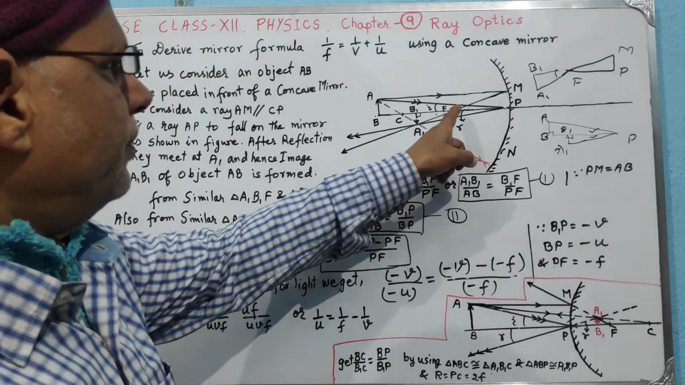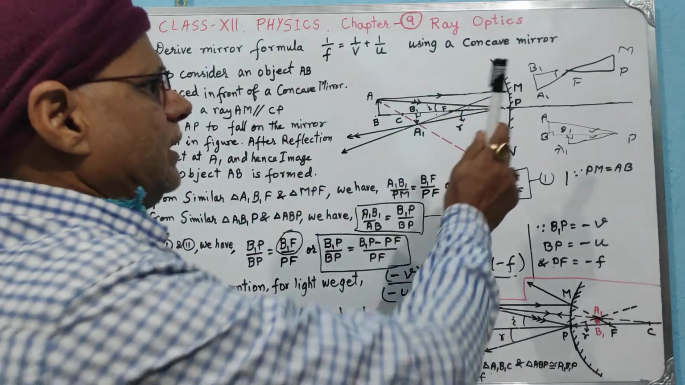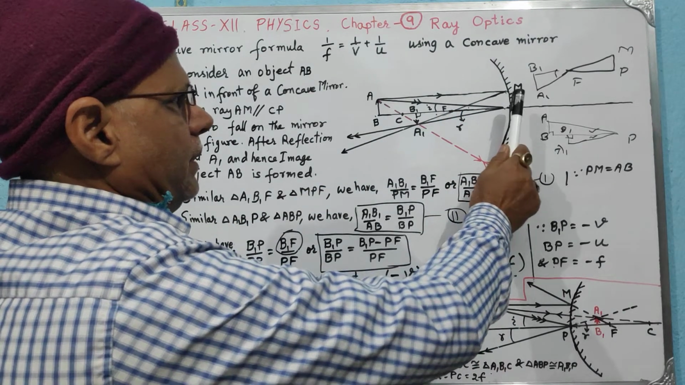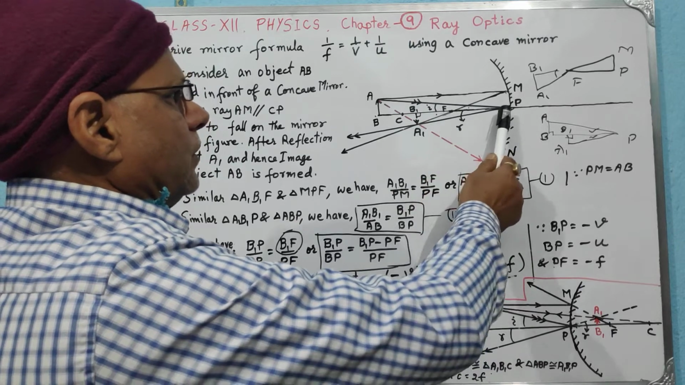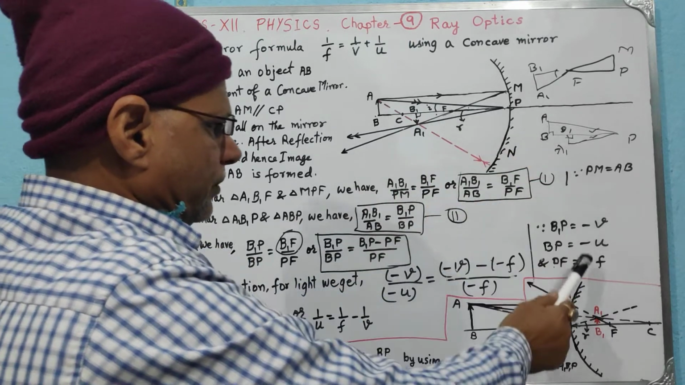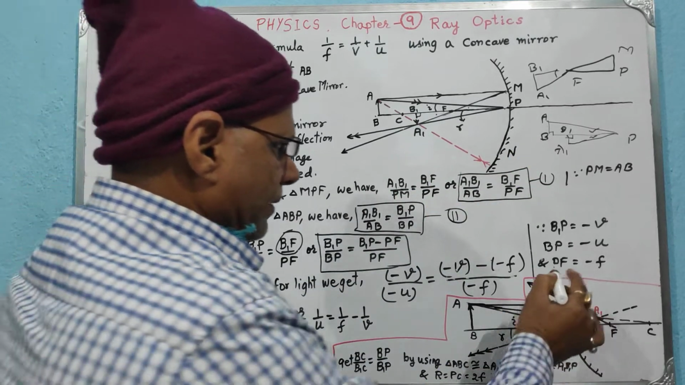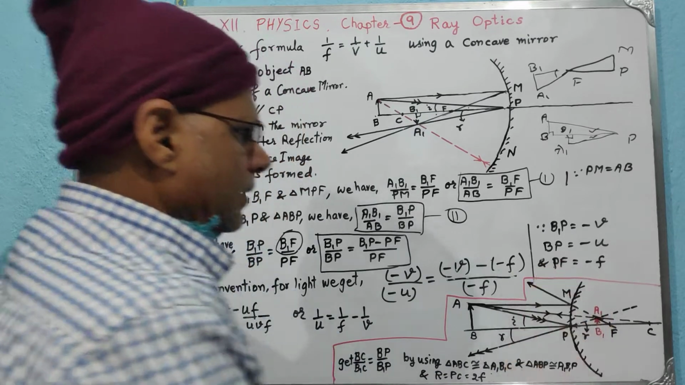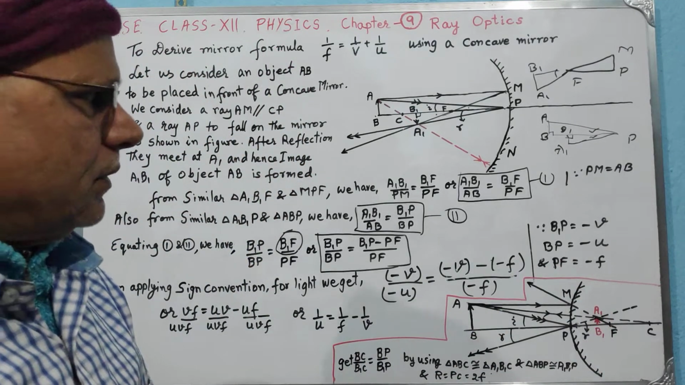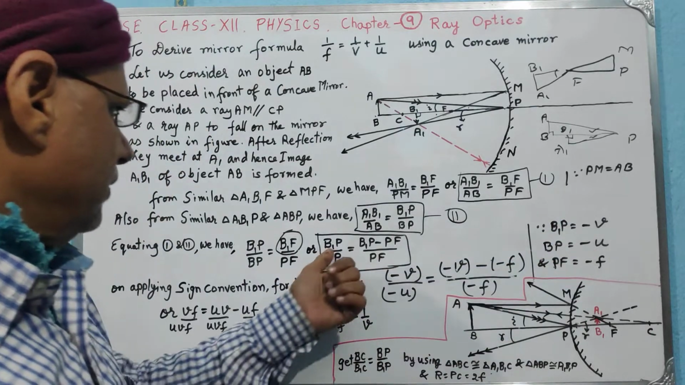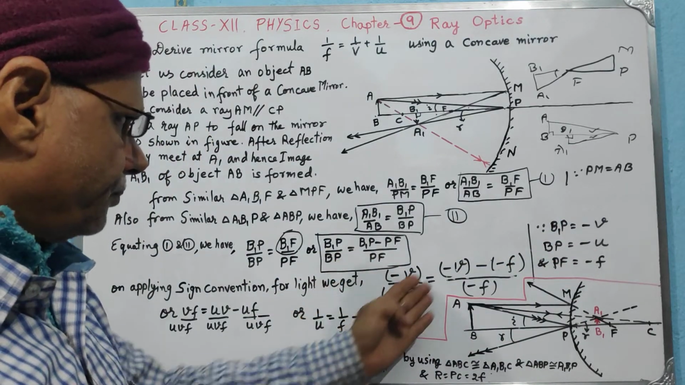And also for measuring the focal length, you keep the 0 of the scale at point P and move towards F. You move against the incident ray, so focal length PF is also negative. PF is nothing but focal length. So now we have these three values. You put them in this equation.